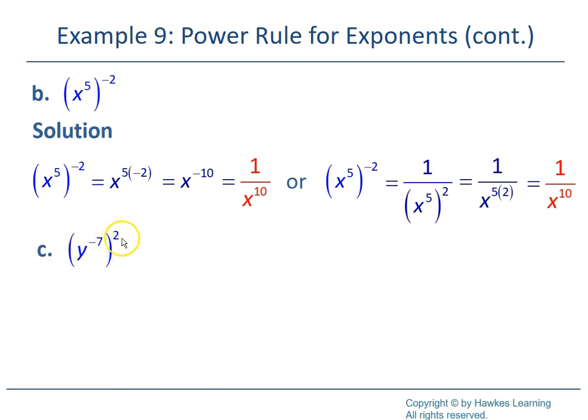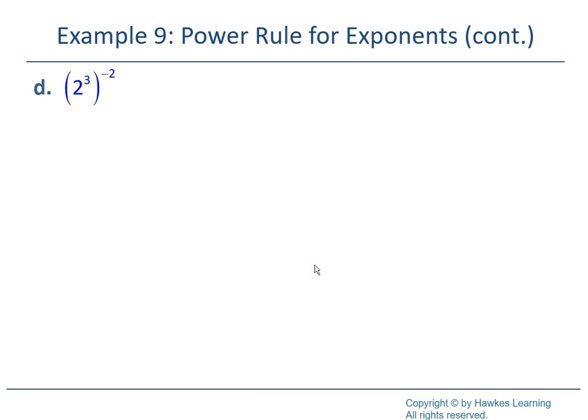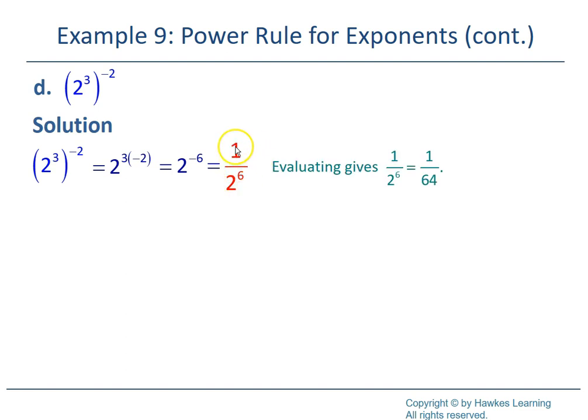So this one you can almost do mentally. This is going to be y to the negative 14. That becomes 1 over y to the 14th. Now here we have 2 to the negative 6. So we're going to bring that down to our denominator as 1 over 2 to the 6th. And 2 to the 6th is 64. So sometimes they'll ask you to simplify things. And in cases like this, that's usually what they want. 1 over 64.